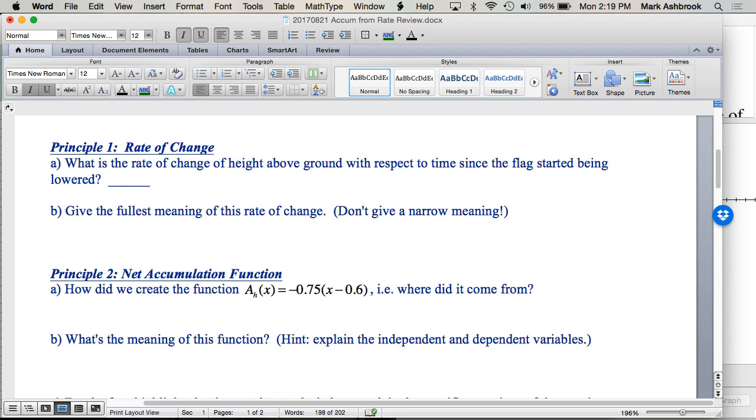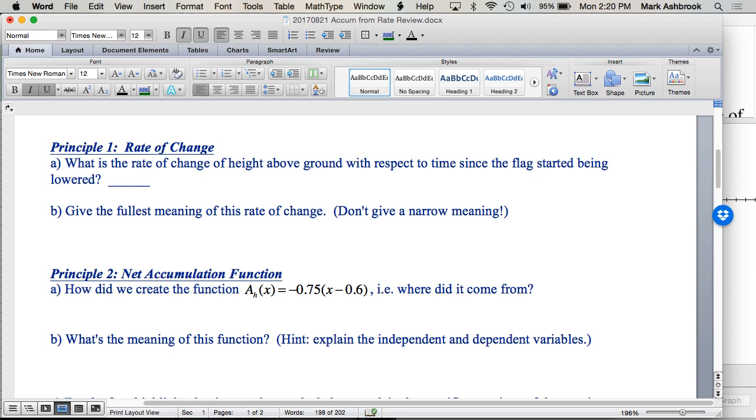Rate of change. What was the rate of change of height with respect to time? Negative 0.75 units, meters per second. Negative because we define height as positive up, and as time increases, that height is coming down. So our rate of change is negative because we have a decreasing value of y, or the height of the flag.